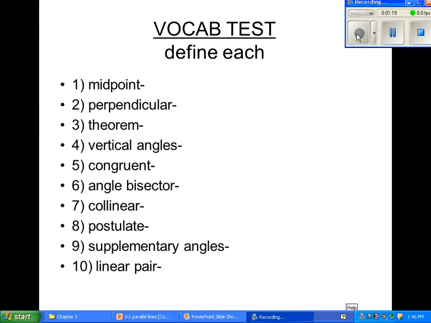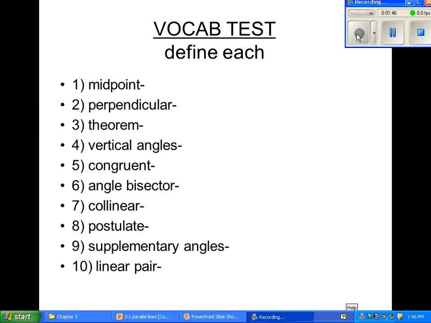A ray that splits an angle into two congruent angles. Listen, because I'm guaranteeing you're going to see every one of these again on some quiz or test down the road. That's vocab like this.